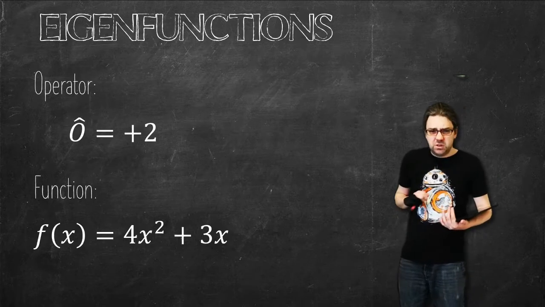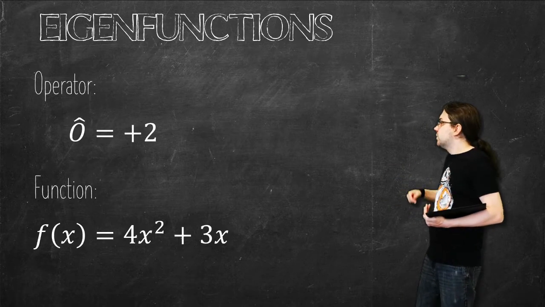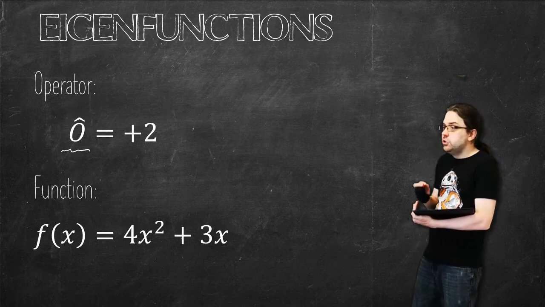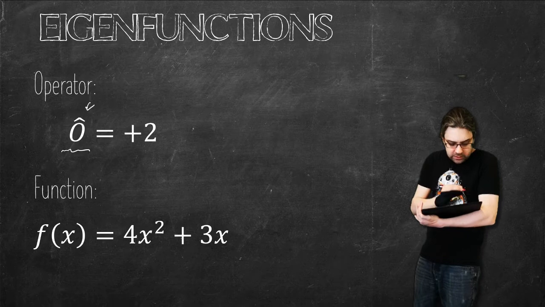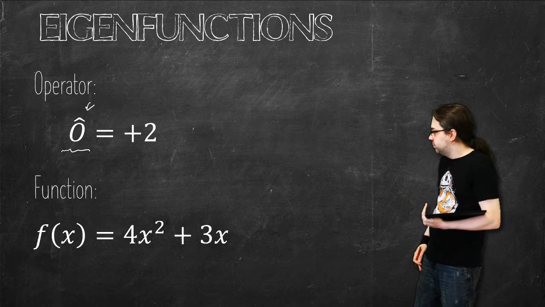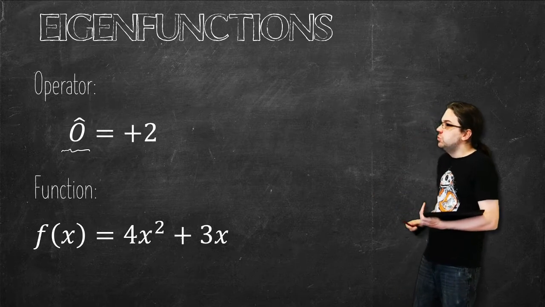So let's do a bit of specifics about what an eigenfunction is and what it isn't. Let's pretend we've got this operator here. It is a capital letter, usually with a hat on it. Yes, that notation is used for basis vectors as well, but no, I don't make the rules here. And this operator is telling us to add 2 to the function.